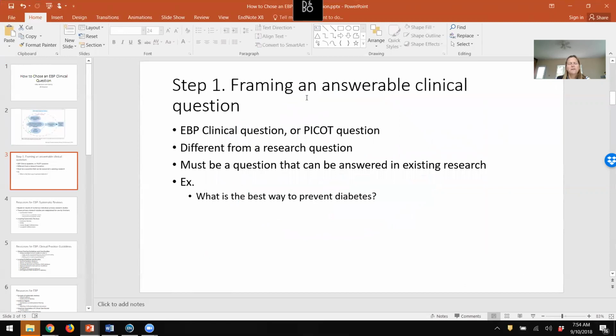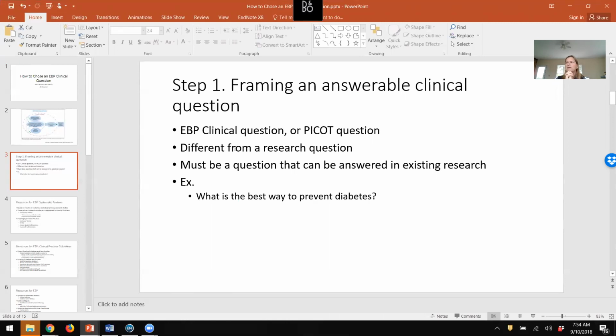So to find a PICO question, where we are trying to ask how we are doing things in practice, we ask a clinical question. It's also known as a PICO question. It's different from a research question. A PICO question is something that's answerable. There is research out there to answer the question already.